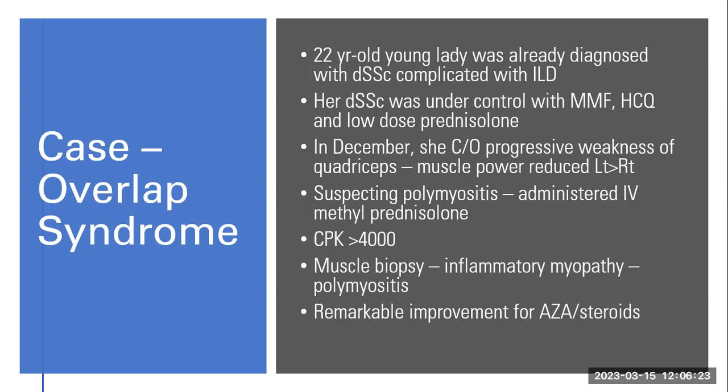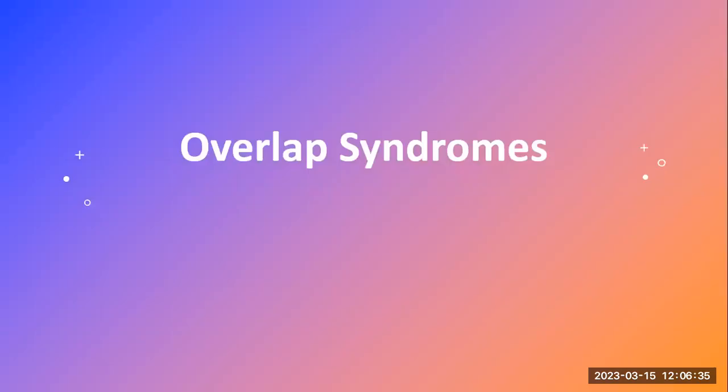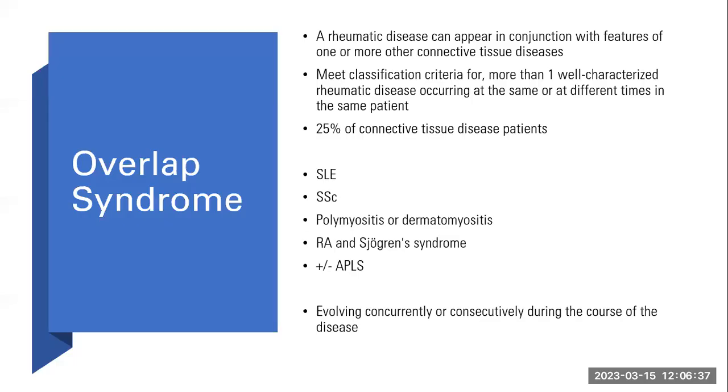And then we commenced her on azathioprine in addition to what she was already on, and some oral steroids, and the symptoms were controlled with this oral treatment. CPK dropped down to 900 within a month. So what are overlap syndromes?